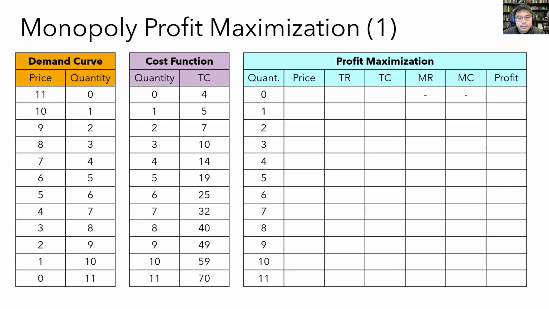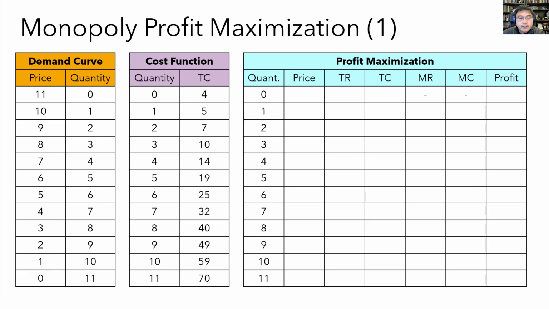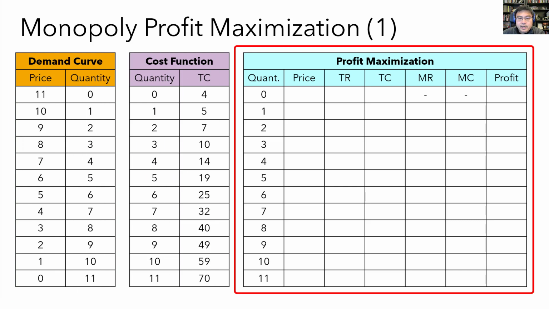All right, so let's work on this example of monopoly profit maximization. Here on the left, I am showing you the demand curve that is being faced by a monopolist in the market, and here in the middle is the monopolist cost function. On the right here is a table that we're going to fill in to find out how the monopolist can maximize its profits.